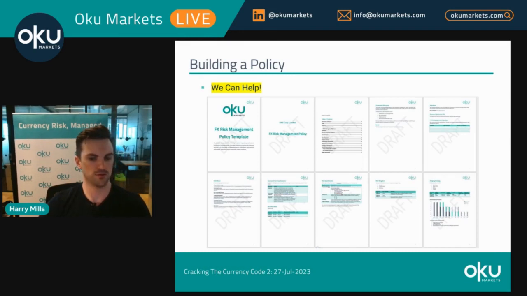So once we've done some testing and we've understood how our strategies A, B and C would work in various market conditions, and we've decided that strategy A or strategy B is the right one for us, it's time to build a policy.